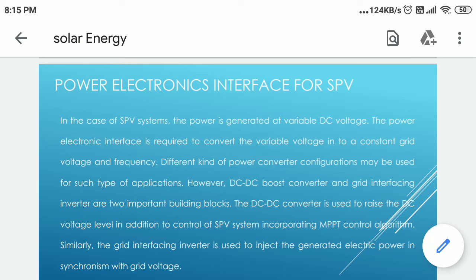The DC-DC converter is used to raise the DC voltage level, in addition to controlling the SPV system by incorporating MPPT control algorithms. Similarly, the grid interfacing inverter is used to inject the generated electric power in synchronism with the grid voltage.